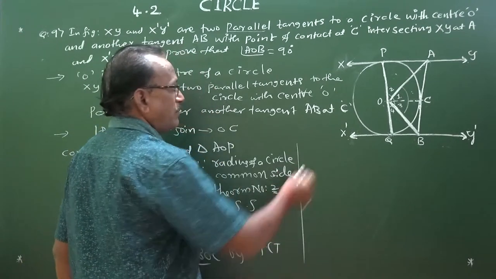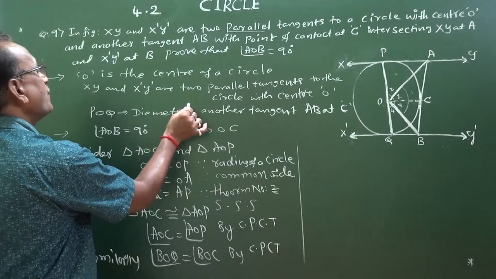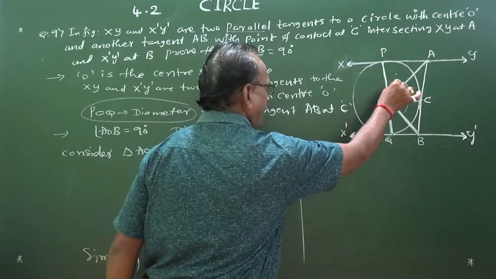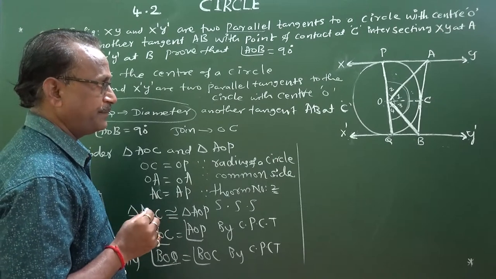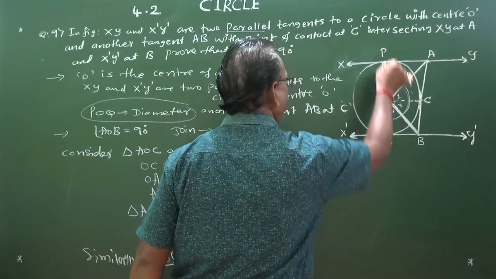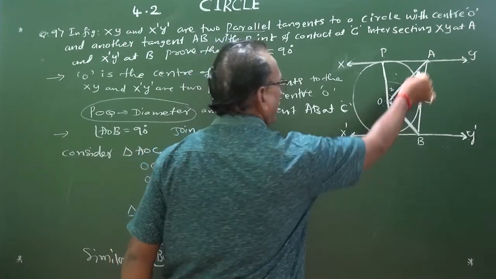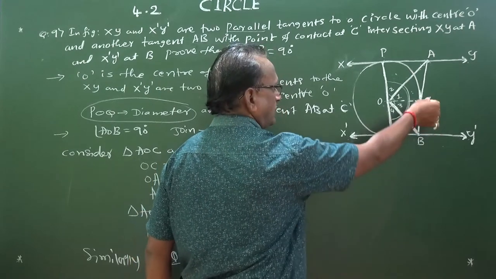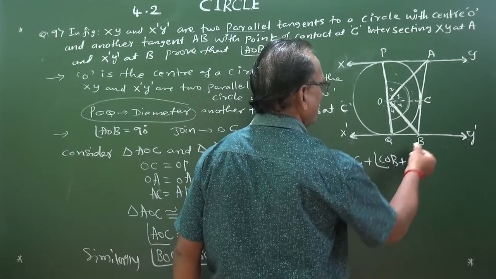Next, POQ is a diameter, given here. POQ is a diameter, which means from here to here it will be a straight line. It forms 180 degrees. So angle AOP plus AOC plus COB plus BOQ.